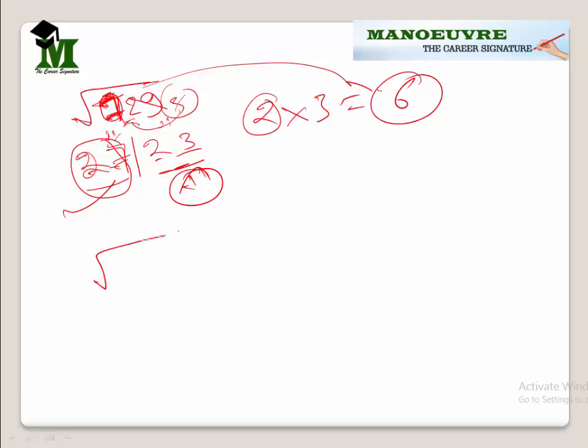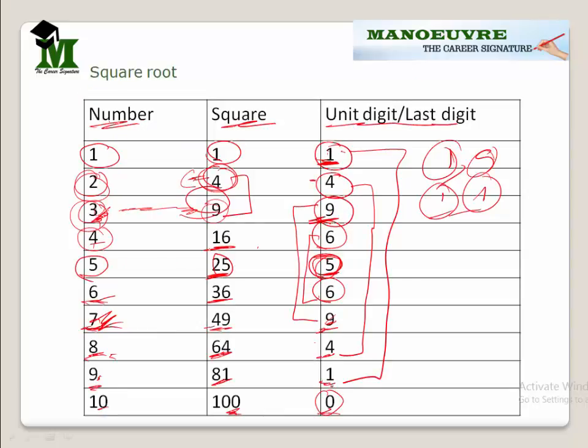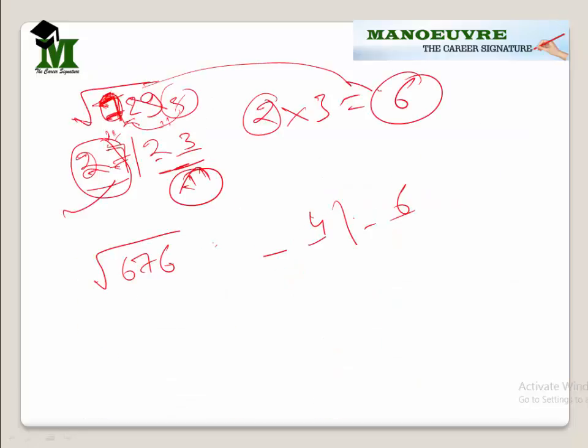Let's take one more example. Suppose you want to find the square root of 676. You will see that 6 comes in the case of 4 or in the case of 6. If I go back to the table, 6 comes in the case of 4 and in the case of 6, so the unit digit will be either 4 or 6. Now the problem is the tens digit, so just cancel this and find the square root of this number 6, which is nothing but 2. So 2 will come here. To know which is the answer, 24 or 26, just multiply 2 by its successor 3, which is 6.